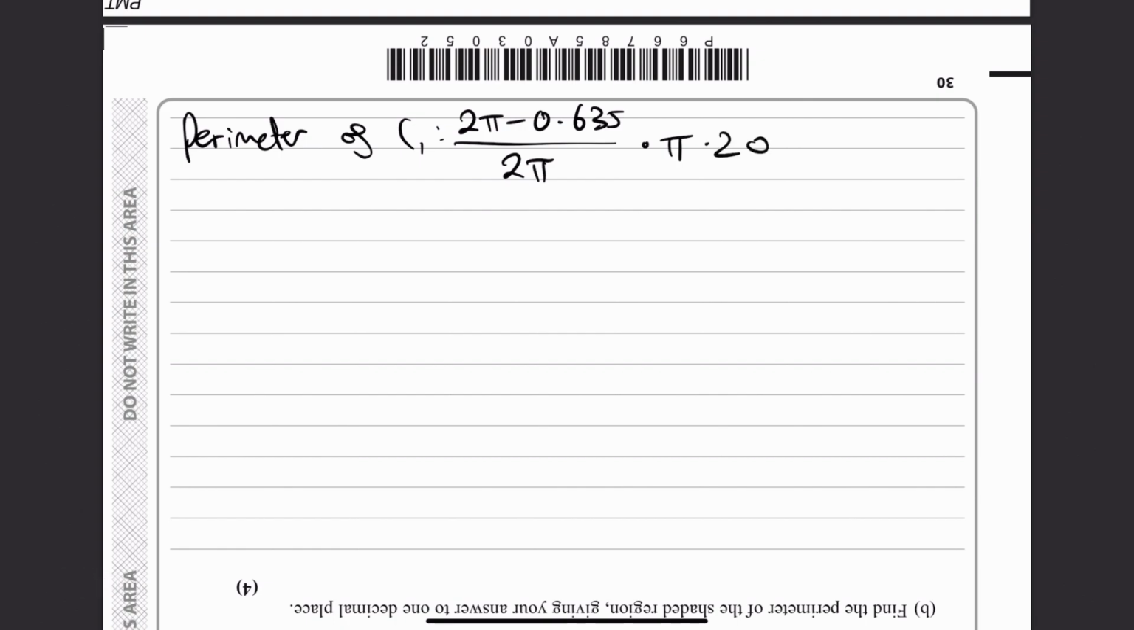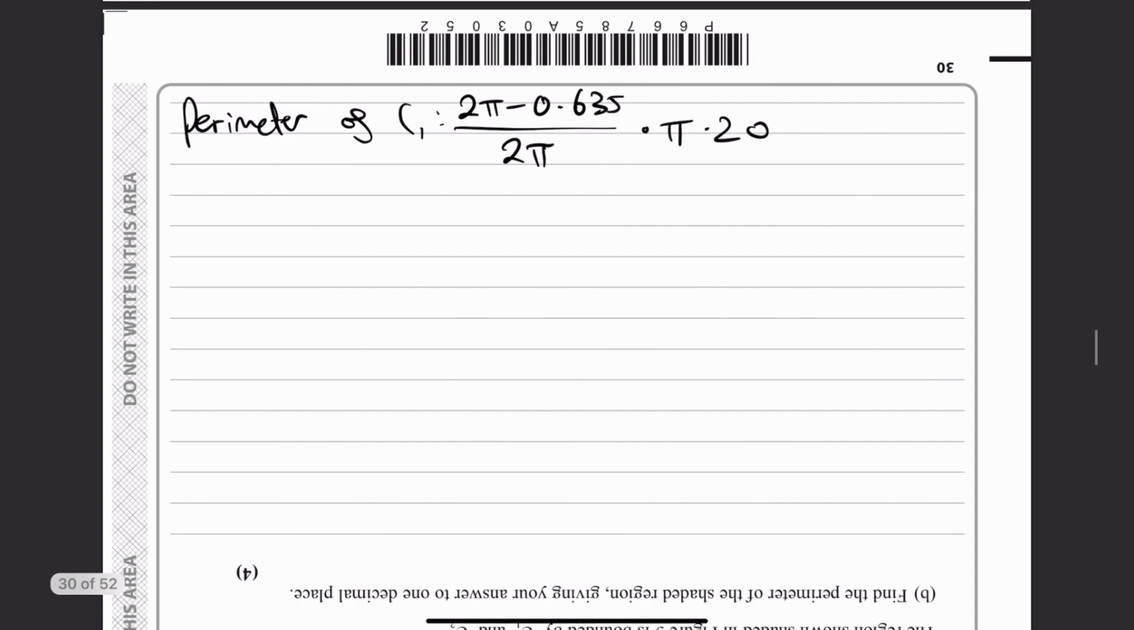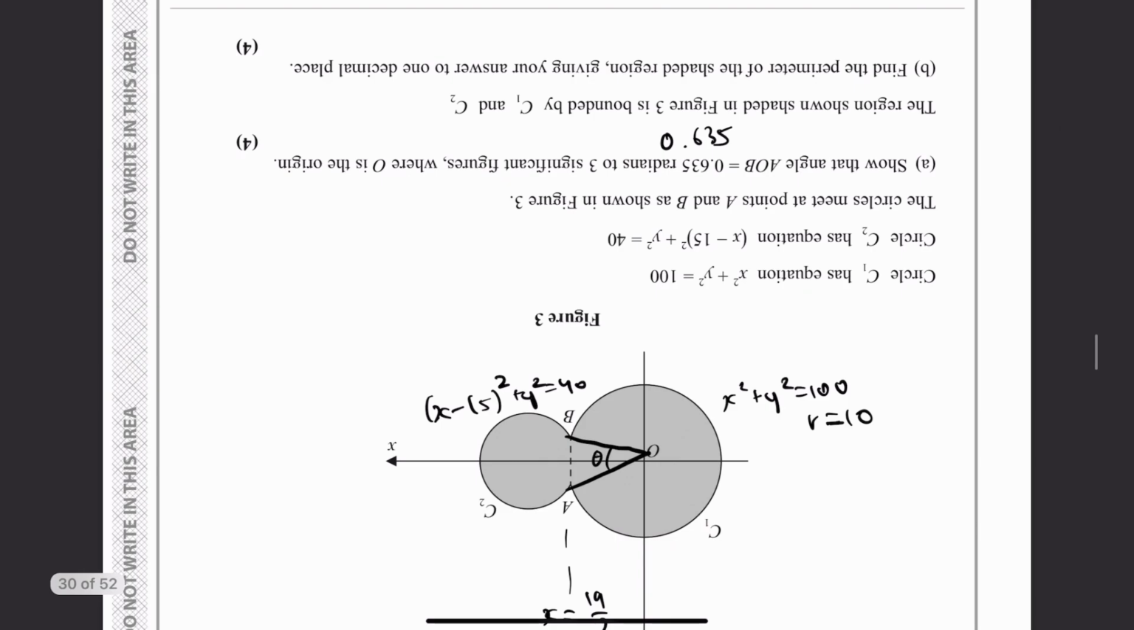Okay. And does it want it exact? Oh no, 1 decimal place. Okay. So that just lets me type it in straight away. 2 pi minus 0.635 over 2 pi times 20. And that is equal to 56.4818537. So that is this perimeter.